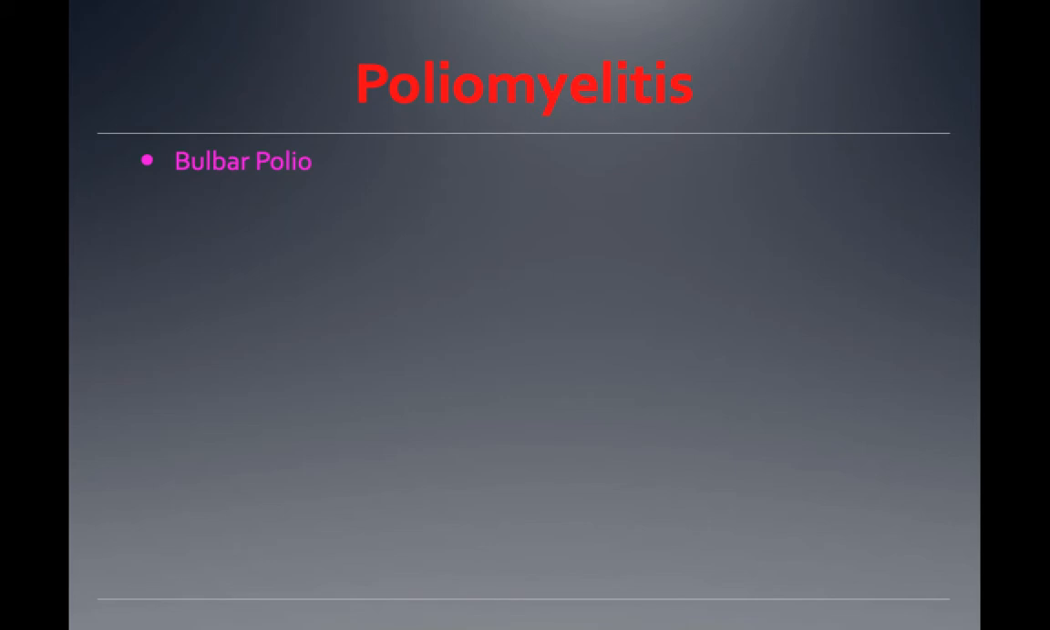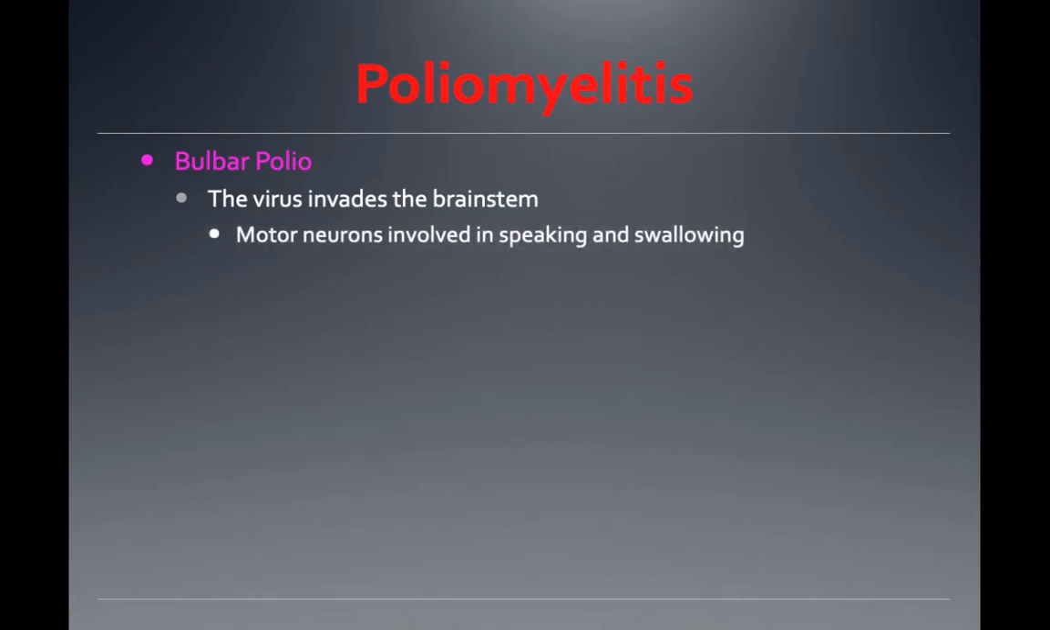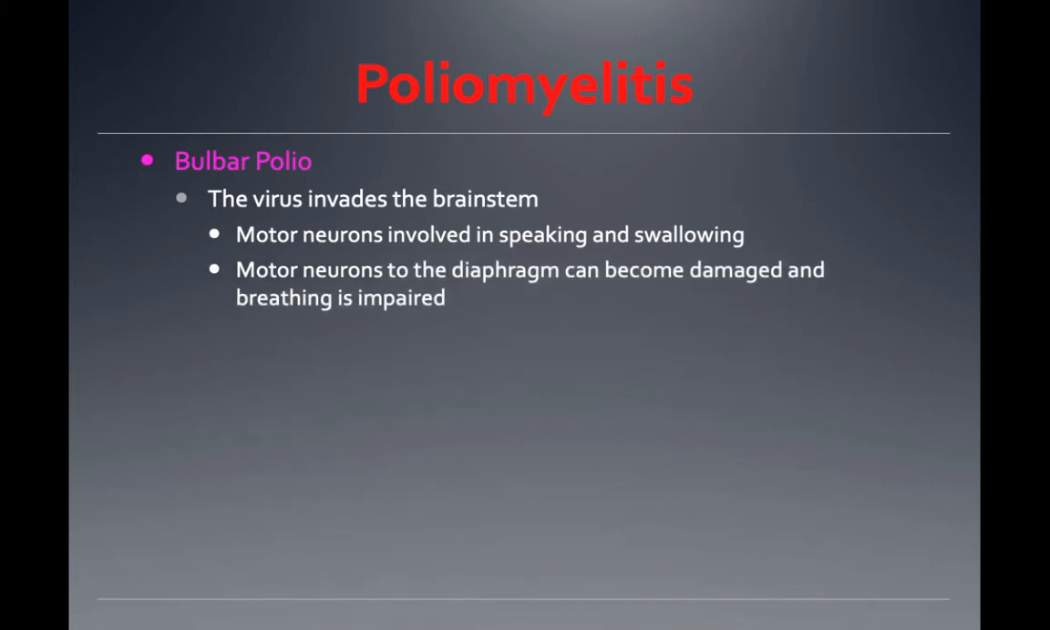Now, there are a couple of types of polio you need to know about. One is called bulbar polio, and instead of going into the anterior horn of the spinal cord, this type of polio is where the virus invades the brain stem. Once it gets into the brain stem, it causes problems with speaking and swallowing, because of course this is part of what the brain stem does. The motor neurons going to the diaphragm can be damaged, and you have impaired breathing.